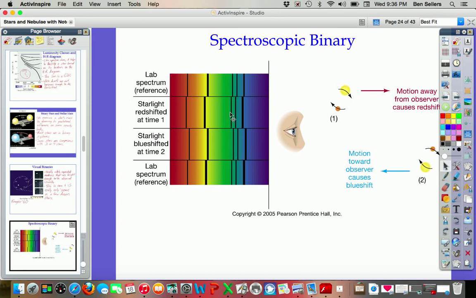When we see a star and look at the spectrum where it should be, and then we see it redshifting, and then we see it blueshifting, that means the star is moving away from us and back towards us again. That means that the star is rotating around a common center of mass.